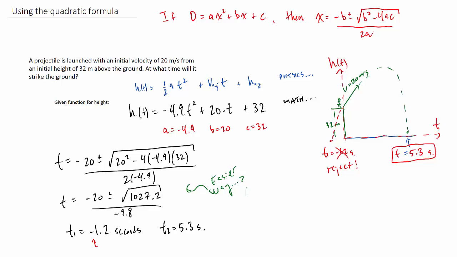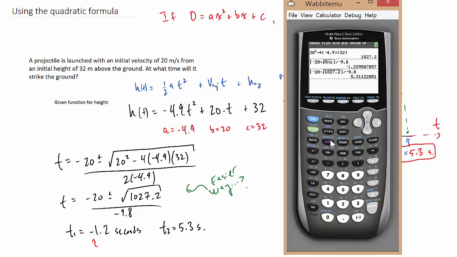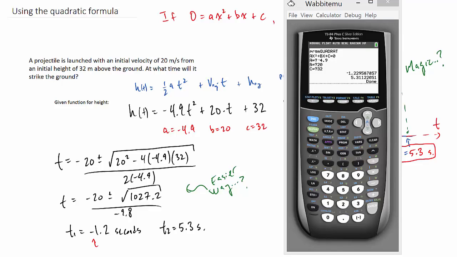Now, is there an easier way to do this? Yes, there is. There are tons of programs you can actually get that will solve quadratic equations for you. We have one on the calculator here where we literally just type in the a, b, and c values and it will spit out the answers. Now that's pretty nice, and is that magic? Of course, it's not actually magic.